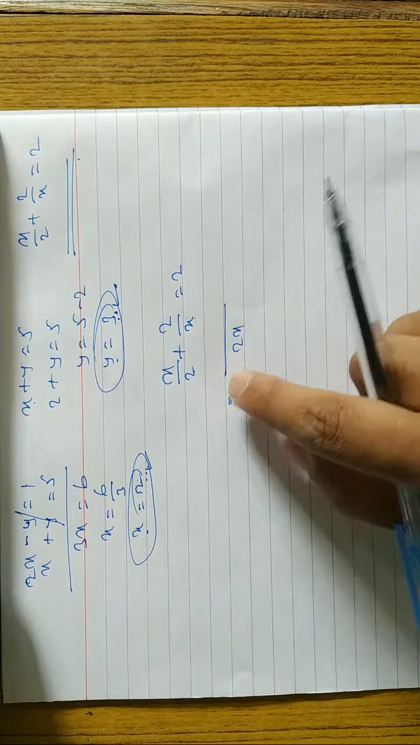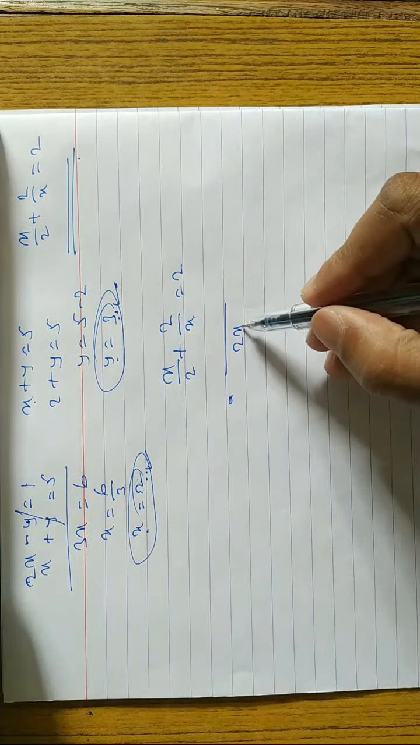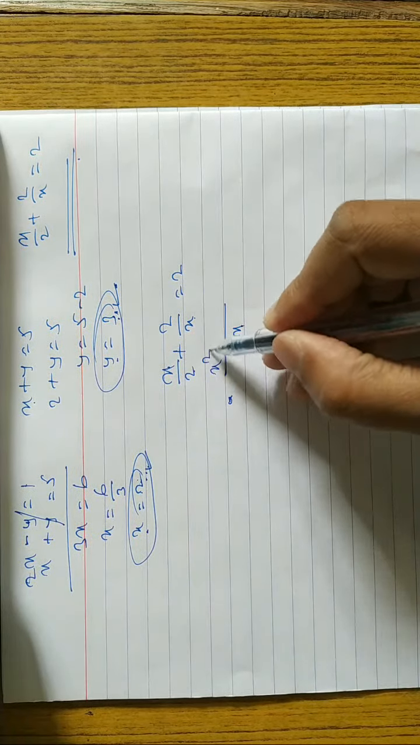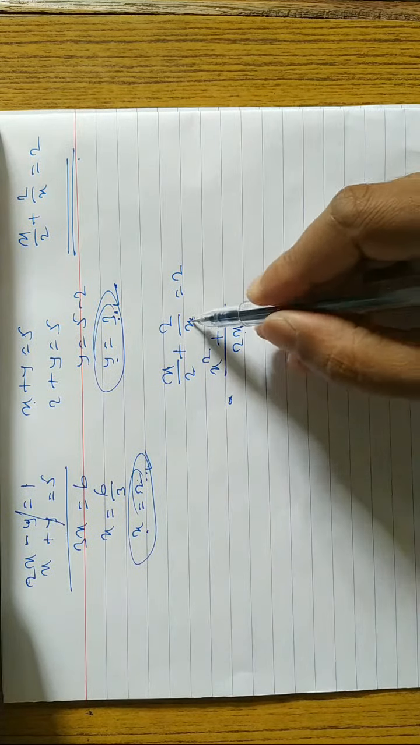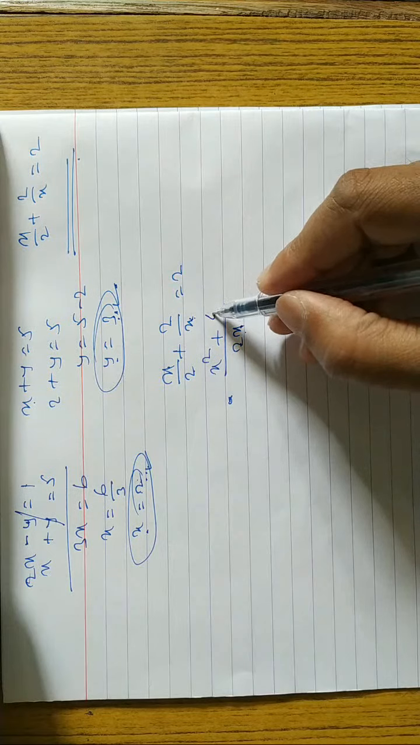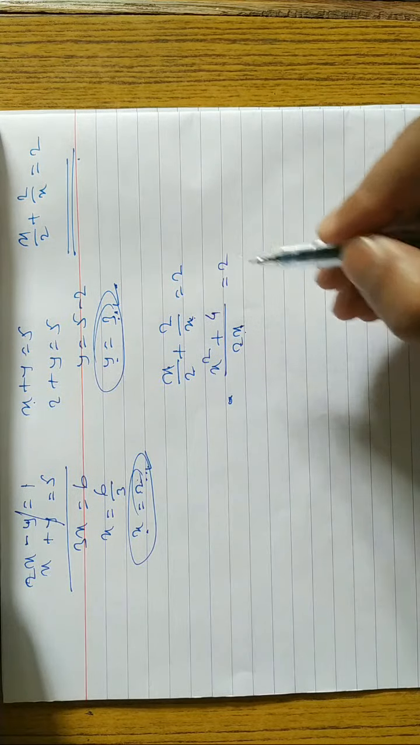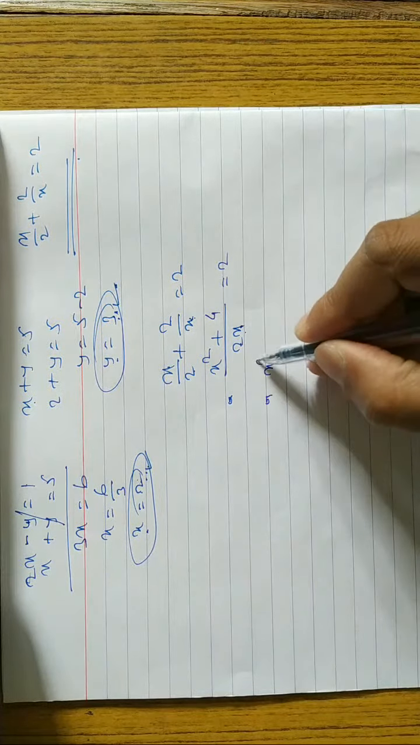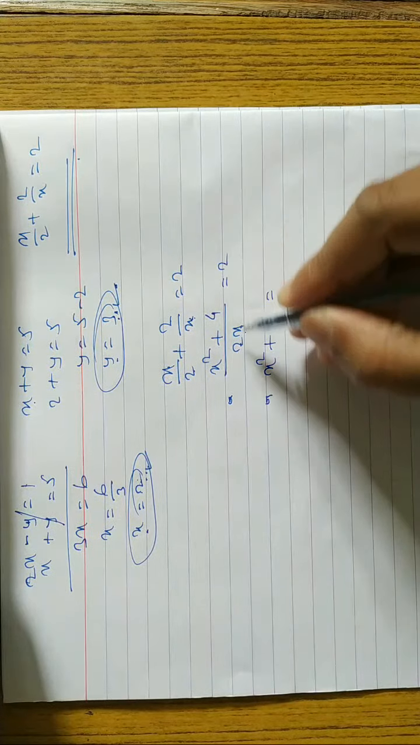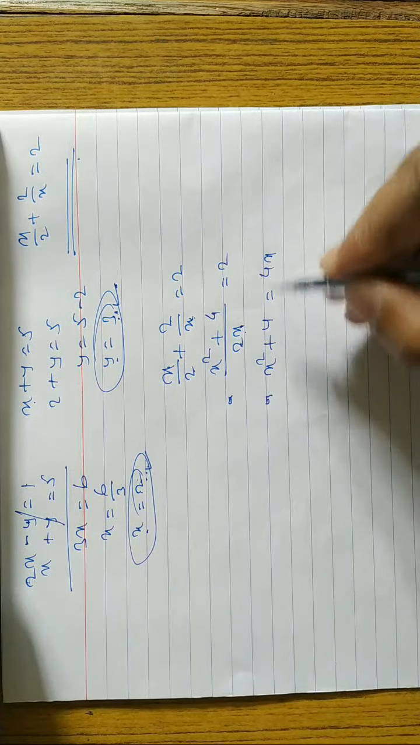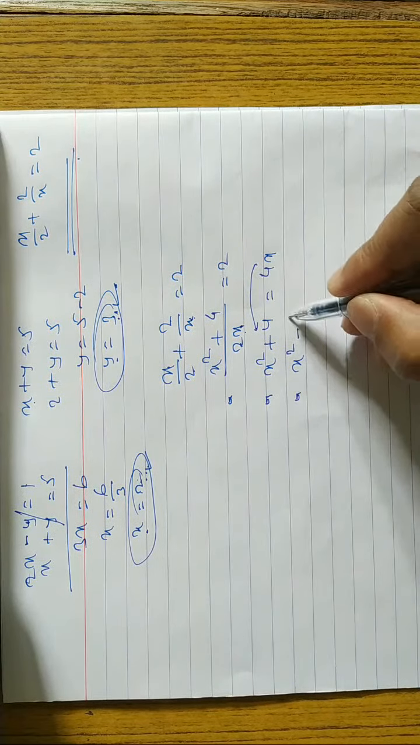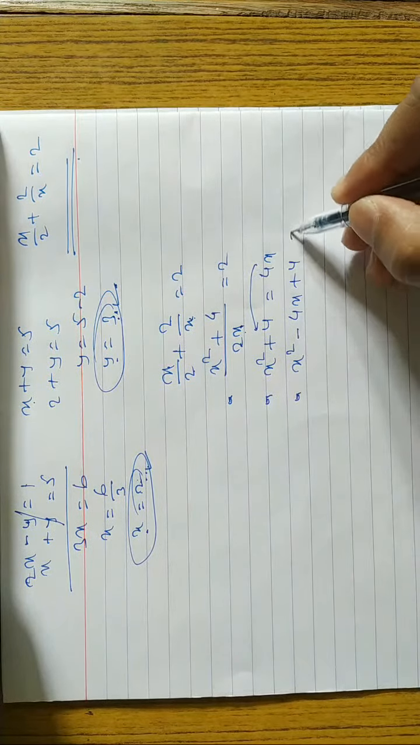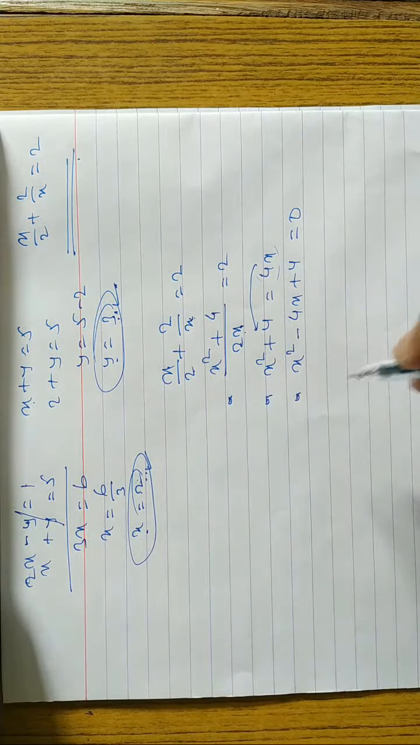Now we have to divide by the denominator. 2 and 2 cancel, remaining x into x, square, plus 2 by x: x and x cancel. Remaining 2 into 2, we get here 4, is equal to 2 into 2x, that is 4x. Now we have to arrange: x square, 4x we have to take here, minus 4x plus 4 is equal to 0. Here is nothing remaining, so we write 0.